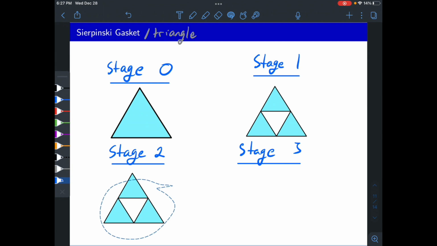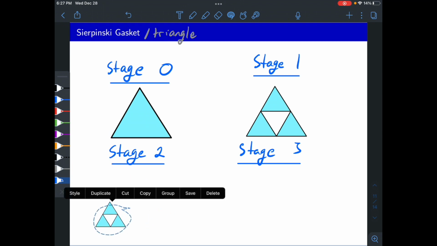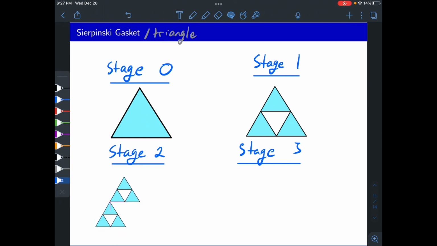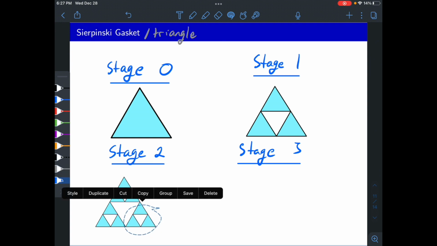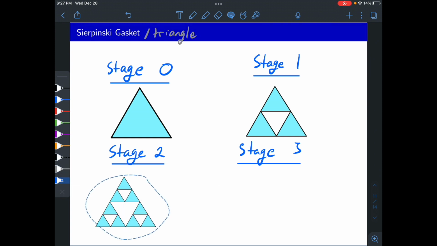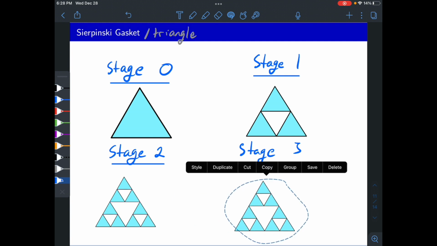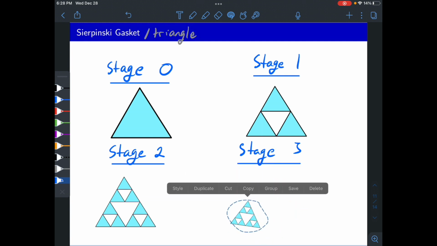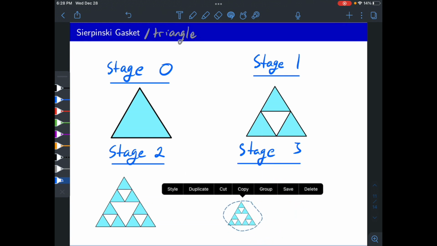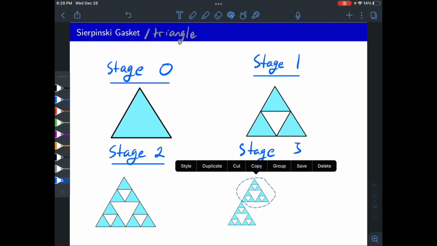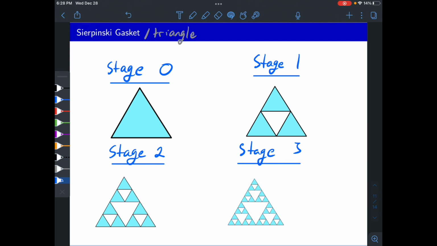If I were to draw what that ends up looking like, I can cheat a little bit and just make it like this. And then to go from stage 2 to stage 3, I can again cheat a little bit and just take 3 of these guys and copy and paste them. Effectively, what I'm doing has the same result as removing the middle triangle from each of these guys and then removing the middle triangle from each of these guys.